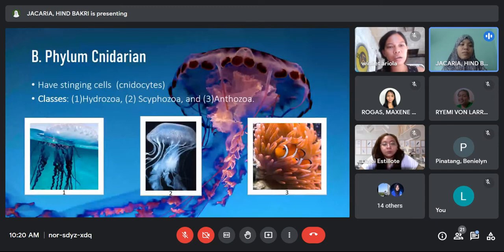Next is the phylum Cnidaria. The phylum Cnidaria have stinging cells, or cnidocytes. There are approximately 9,000 species, mostly marine animals, and they have two body forms. First is the polyp, which is the third picture you saw, attached to a surface, and the next is the medusa, the typical jellyfish form with tentacles. For the classes, it has three. First is Hydrozoa, an example of which is the first picture, then Scyphozoa and Anthozoa.